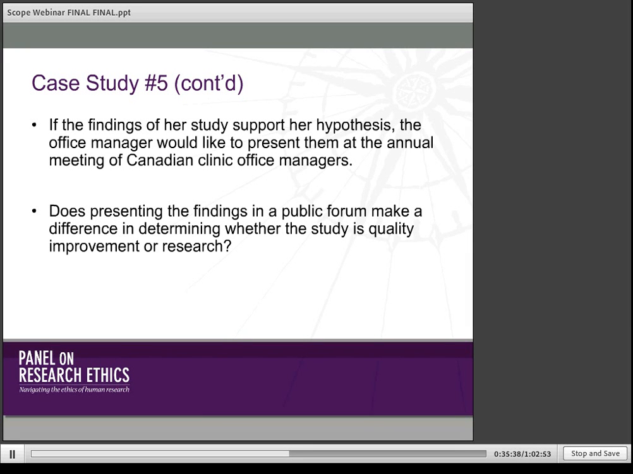So in summary, if the office manager is interviewing patients solely to improve wait times, this is not research, even if the results will be made public, and even if the study has ethics issues associated with it. And then, again, the office manager may decide later that this data could be the basis of a research paper on patient-clinic experience, or she may want to assess whether this approach will work in other clinics. This makes the project research, and in this situation, it would require REB review.